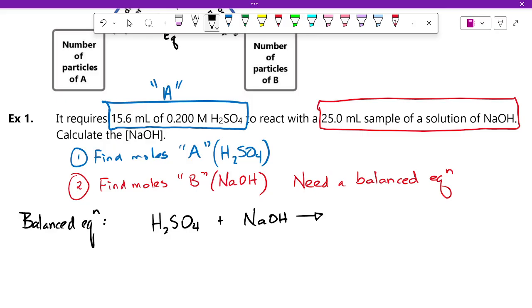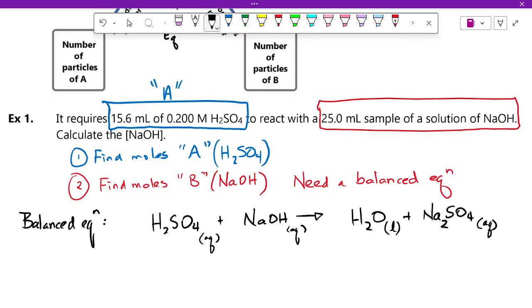Okay, what's one of our products? H2O. What's our other product? Na what? Na2SO4. Very good. And our states, what is the state of H2SO4? Aqueous. NaOH is aqueous. Water is liquid. And Na2SO4 is aqueous. Okay, very good.